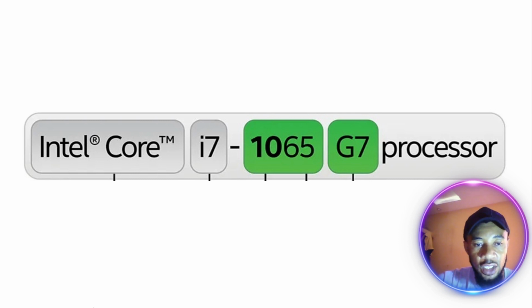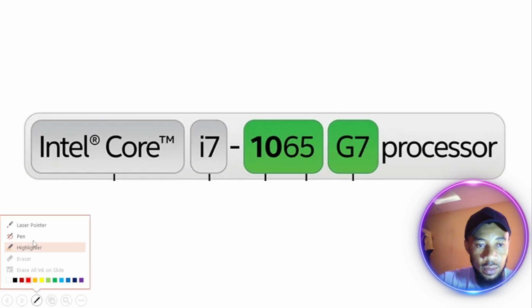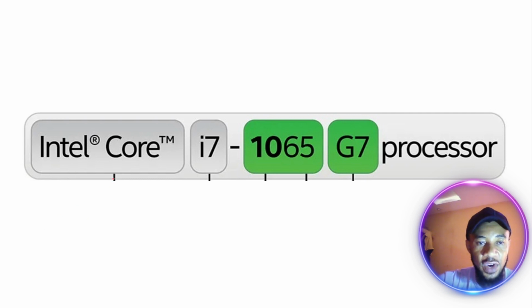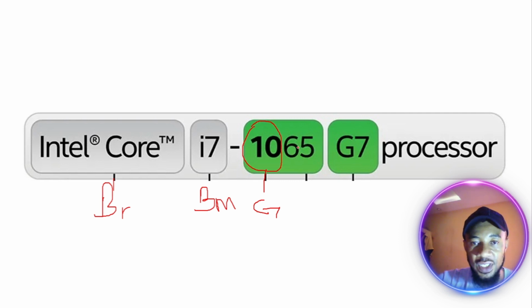Okay, so the Intel core here identifies the brand. Okay, so this is the brand and this is the brand modifier, and this is the generation. The 10 here is the generation. The 65 here is something called the SKU. Okay, the SKU is the stock keeping unit. So it's just a numeric and a letter. So some of them used to have maybe something like 65U, 65I, 43, whatever.